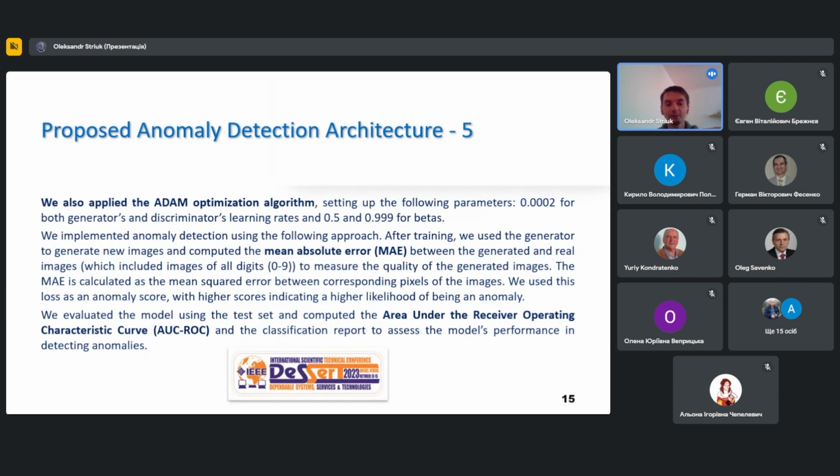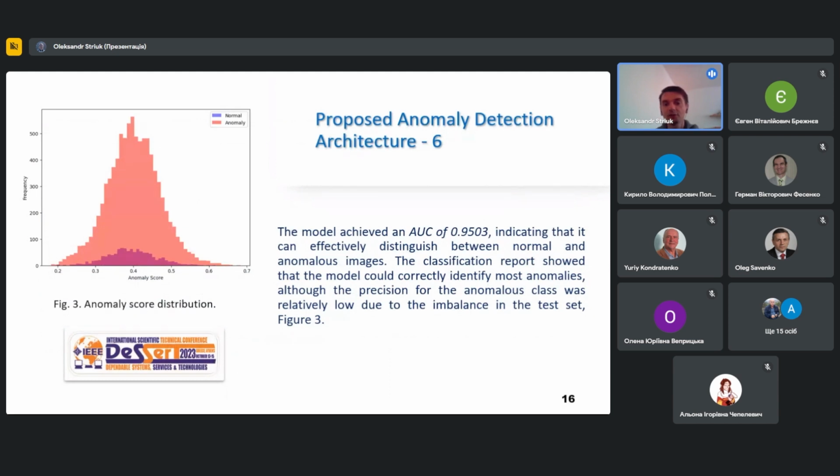We evaluated the model using the test set and computed the area under the receiver operating characteristic curve and the classification report to assess the model's performance in detecting anomalies. The model achieved an AUC of 0.95, indicating that it can effectively distinguish between normal and anomalous images. The classification report showed that the model could correctly identify most anomalies, although the precision for the anomalous class was relatively low due to the imbalance in the test set, because the test set contained more anomalous data than the training set.